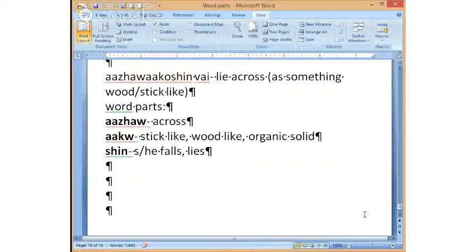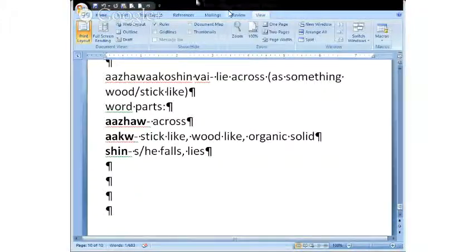Ajawakoshin. Ajawakoshin. This one messed me up at first. Aja means already, and I'm putting this on my list of top 10 most used words in Ojibwe. Aja is a particle that means already. And I hear that, holy cow, all the time, aja, in people's answers to questions.